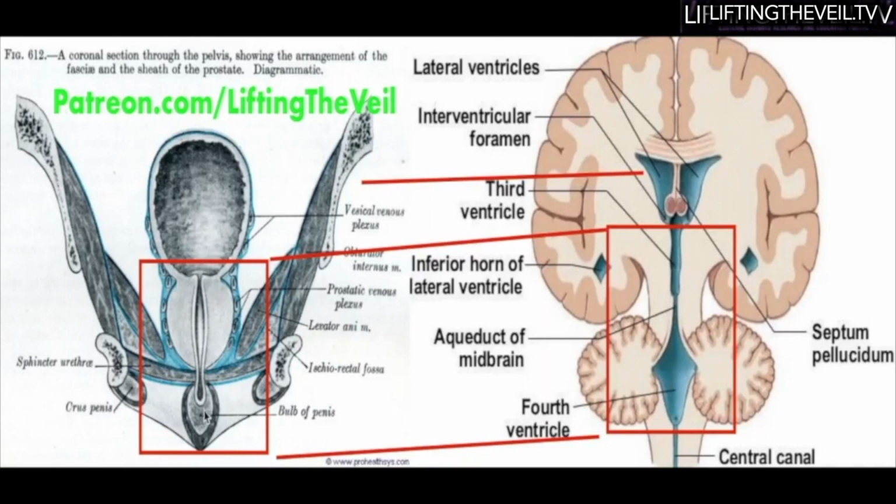So again, you can see the bulb here, the bulb of the penis, and the bulbous fourth ventricle down towards the brain stem, towards the cerebellum down here. So again, you can see the clear similarities. Although it's not identical, you can see the resemblant structure.